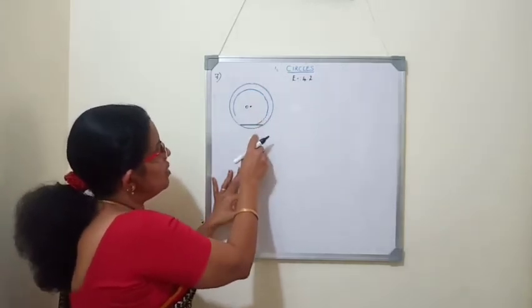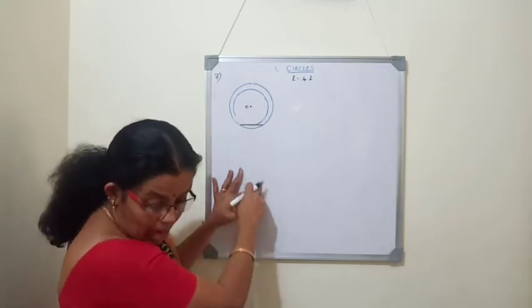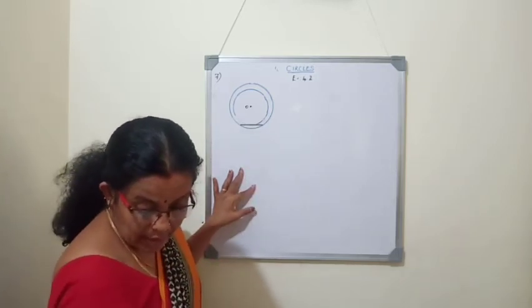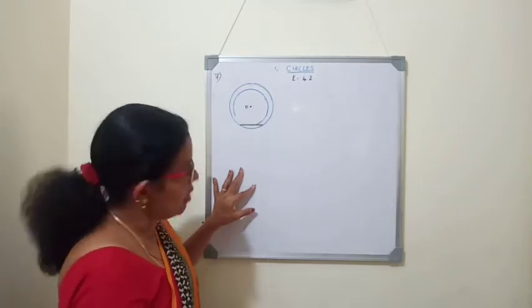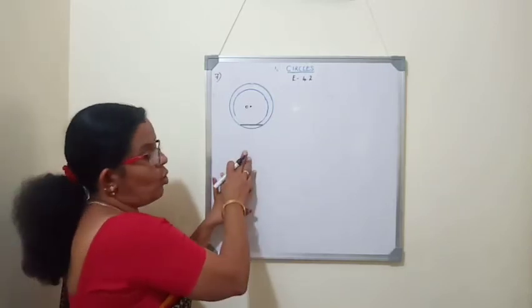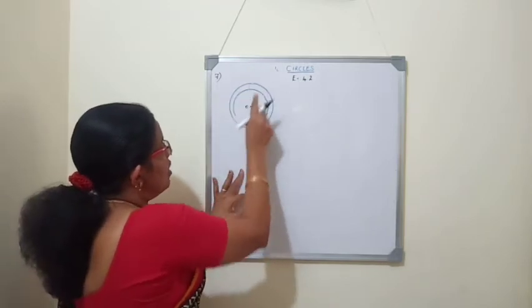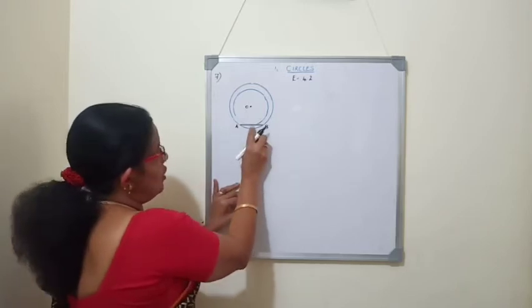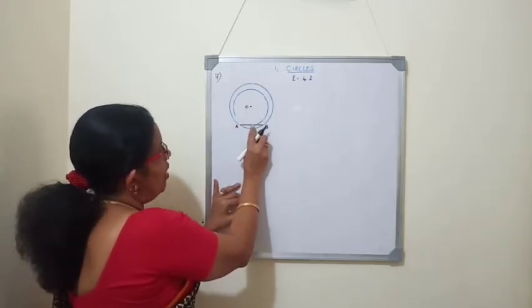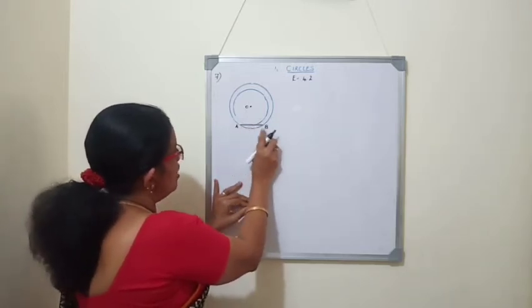So there are two concentric circles whose radii are 5 cm and 3 cm. Find the length of the chord of the larger circle which touches the smaller circle. So for an outer circle there is a chord. Let AB be the chord. It is touching the smaller circle, inner circle. We have to find the length of this chord.